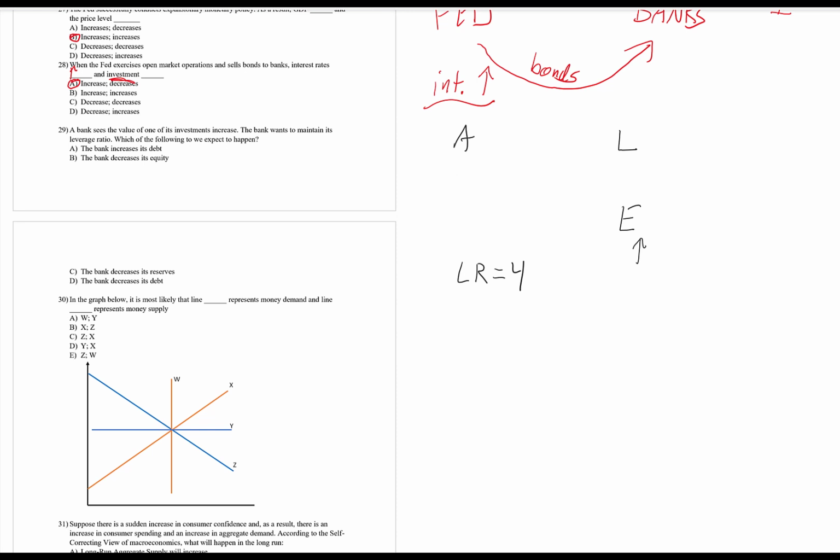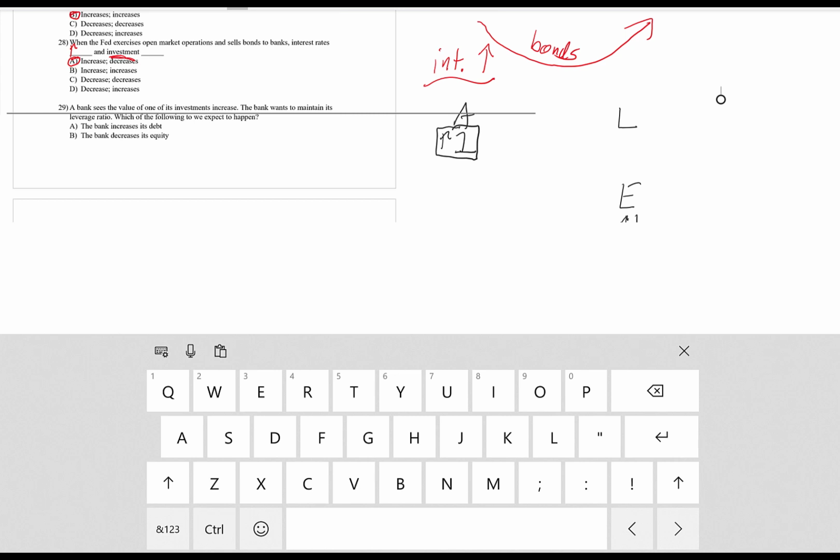And just to try to put some numbers into it, we'll say that the investments increase by 1, which means that equity increases by 1. Well, if we want our leverage ratio to equal 4, remember, leverage ratio equal to 4 means assets equals 4 times equity. So if we increase our equity by 1, we need to have a total increase in assets of 4. Well, we got one of those increases in assets from the investment going up, but we want to increase our assets by 3 more.